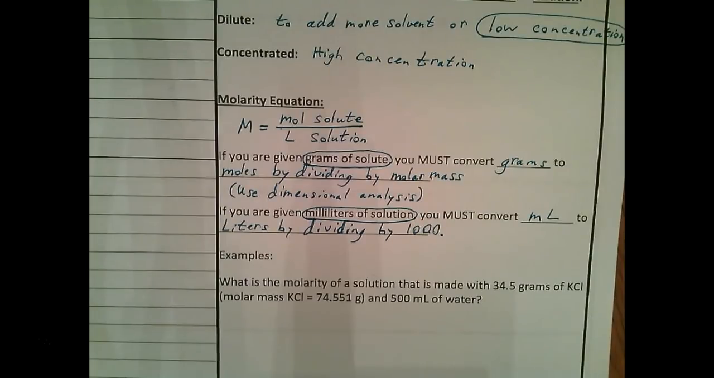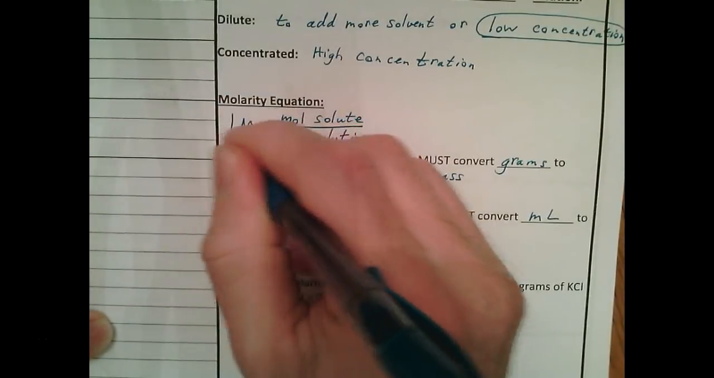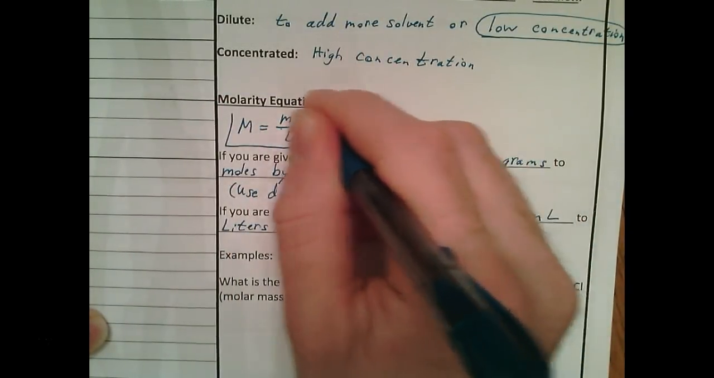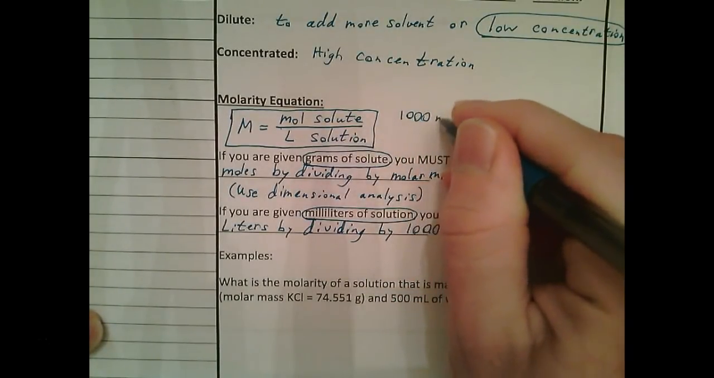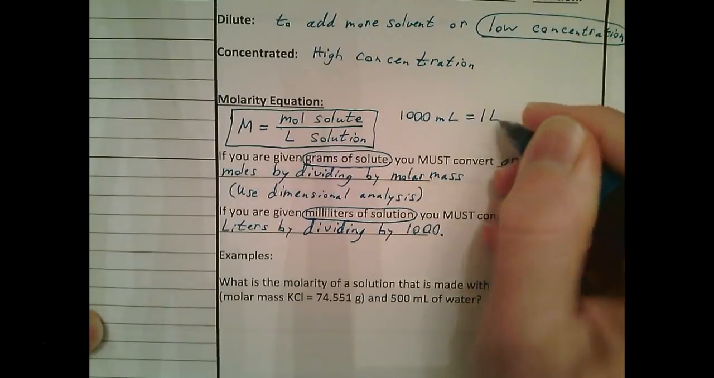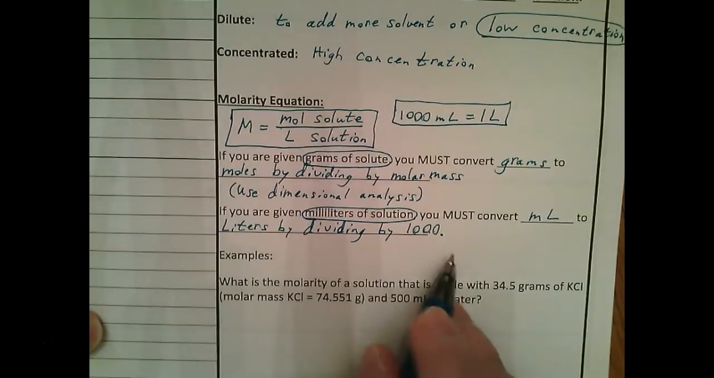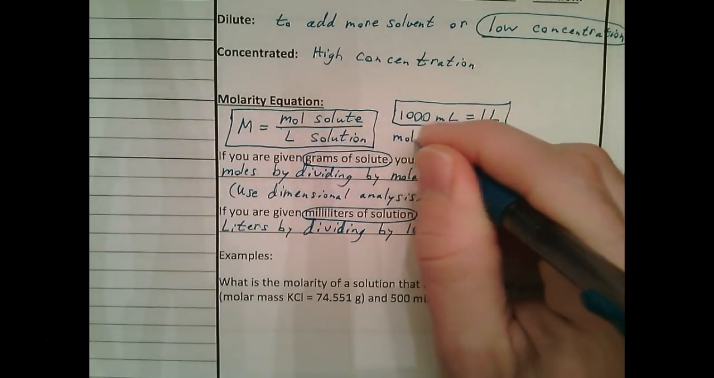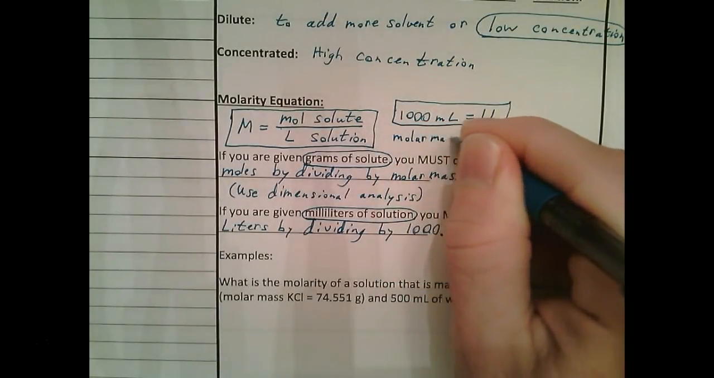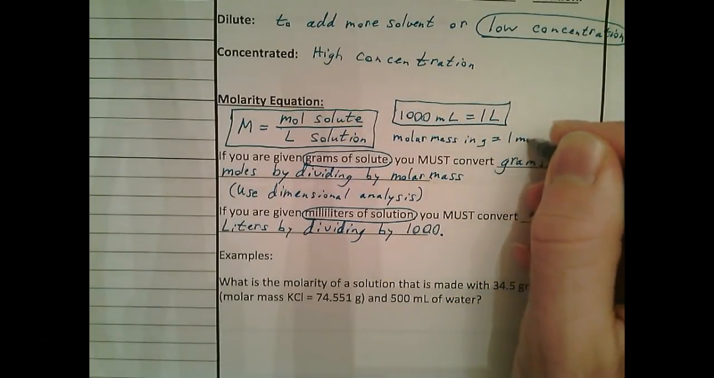But make sure that you have, and actually let's just write it right up here. So this is the molarity equation. Let's go ahead and add a couple things. So 1,000 milliliters equals 1 liter. That's a useful piece of information that we're going to use. That's why we would divide by 1,000 if we have milliliters. And then molar mass in grams equals 1 mole.